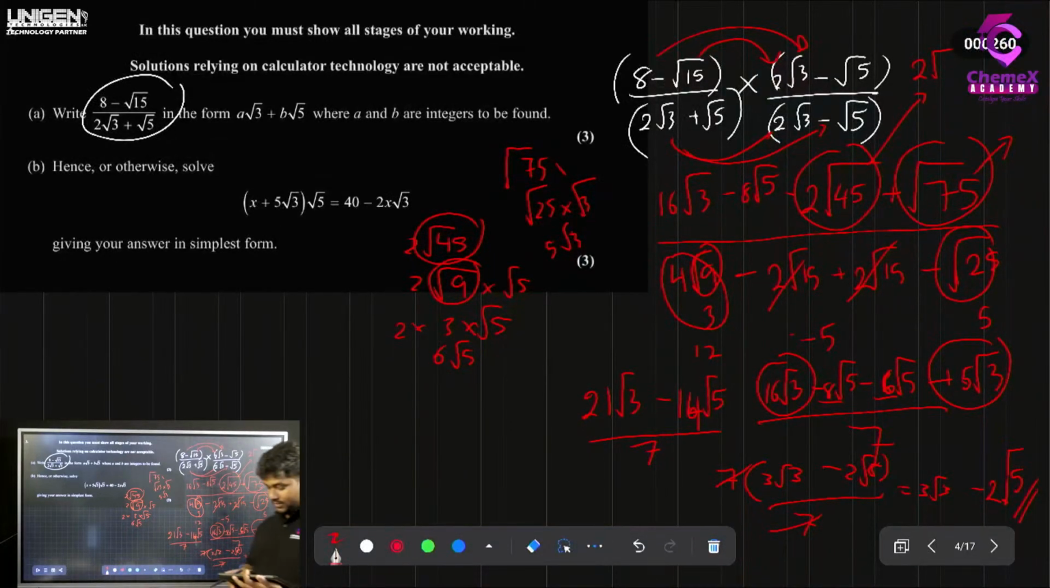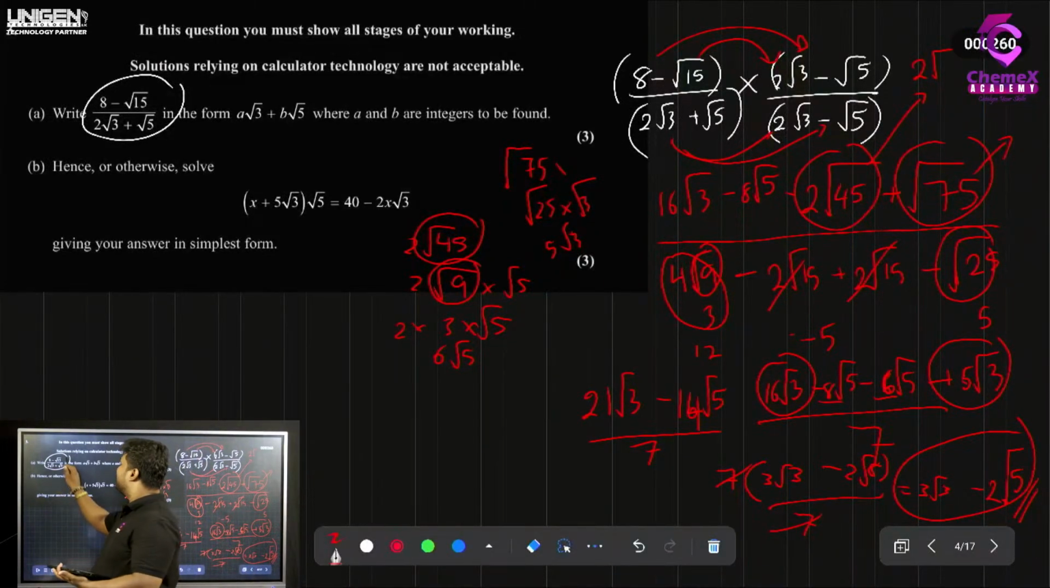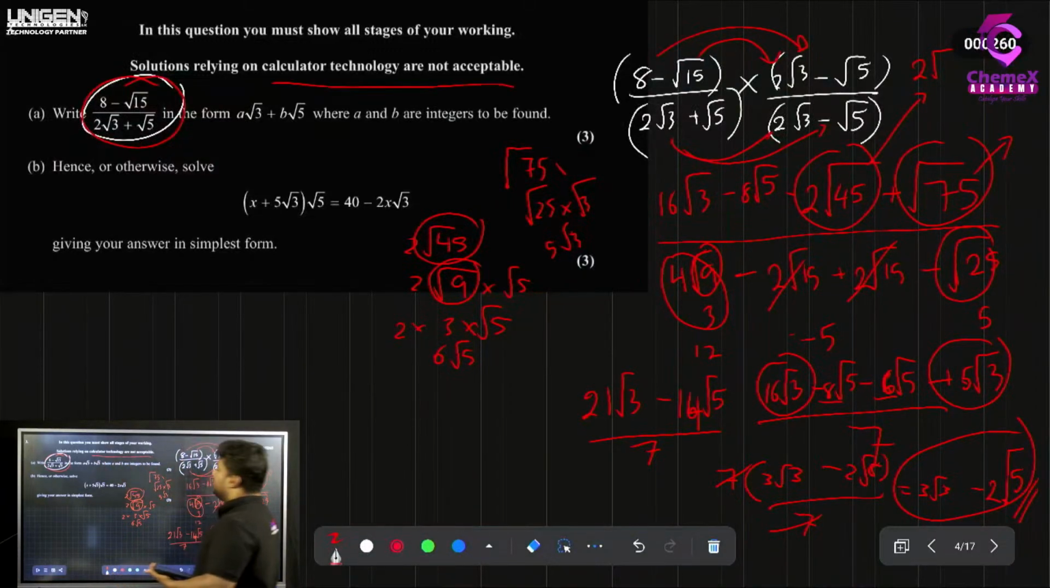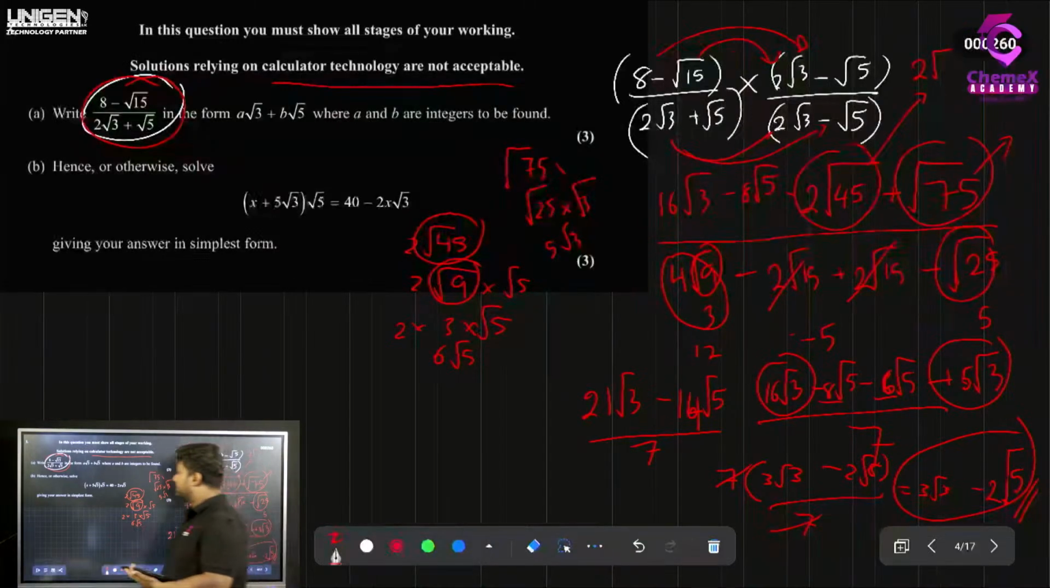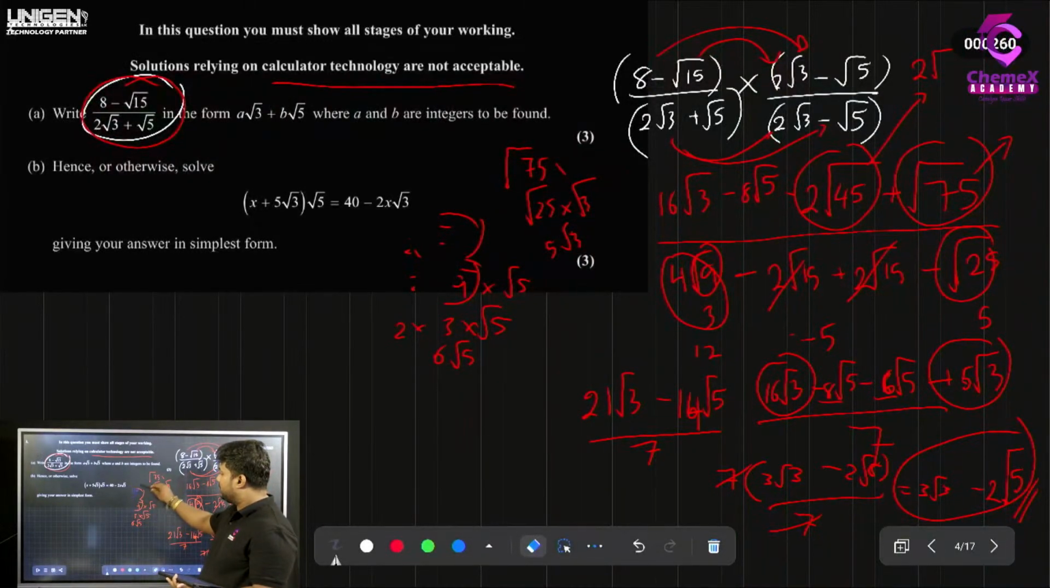Any questions with that? So this is the final answer. I know you can do it so easily in the calculator and check it just by typing this. But you have to show all your working without using the calculator. Okay. Any doubts you have? How to rationalize and get there? No. Okay. Let's move on to the B part of the question.